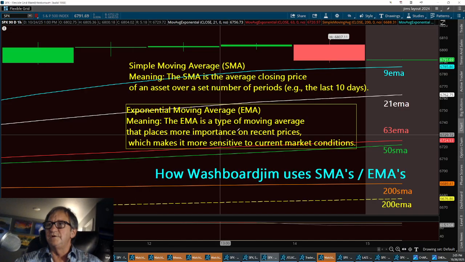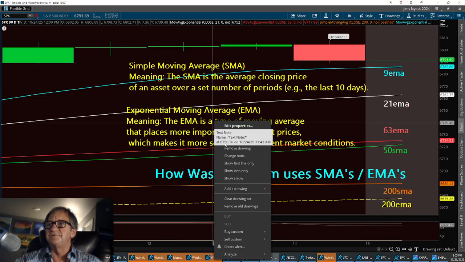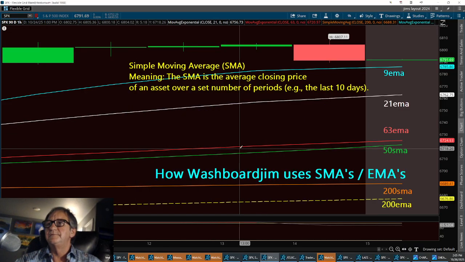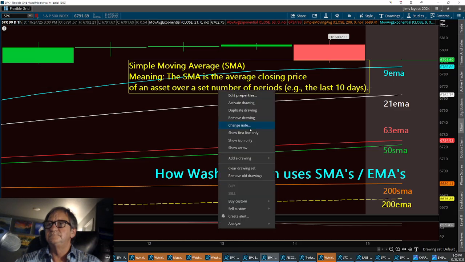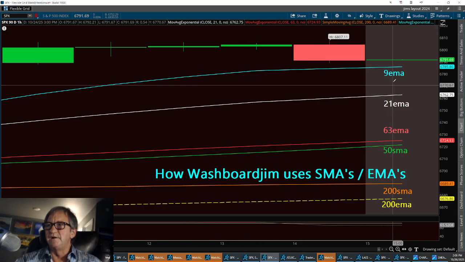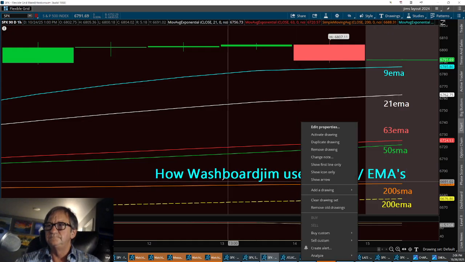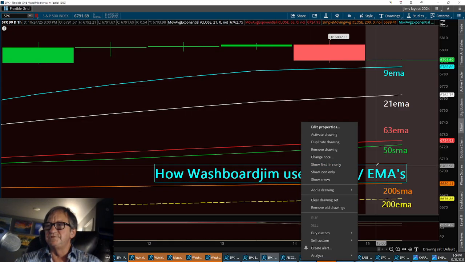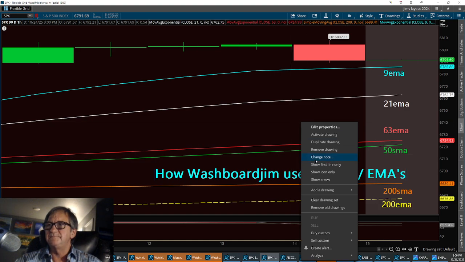So I'm going to erase these two things on here. Just might as well erase them all. I can just tell you as I go on how Washboardjim uses his EMAs and SMAs.